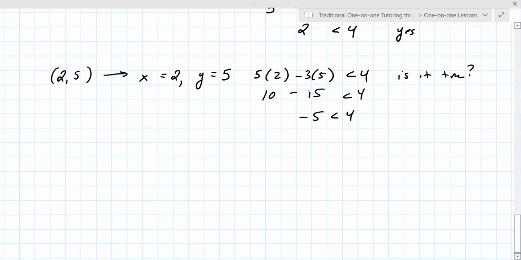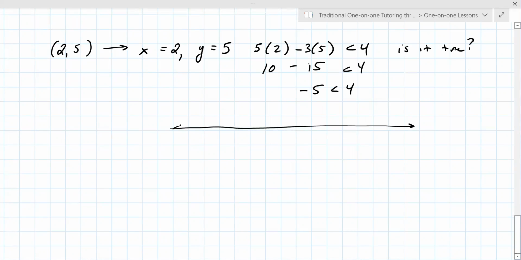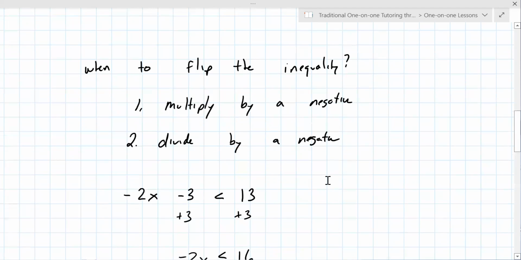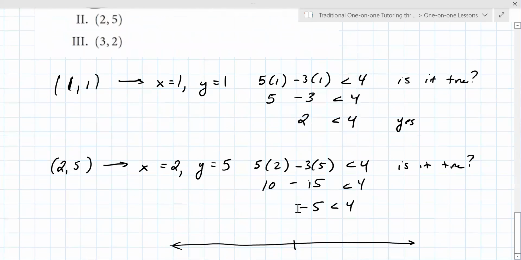You seem uncertain. Let's look at a number line. It's not true because it needs to be flipped. Why would you flip it? When do you flip it? Because you said that you have to flip whenever you multiply or divide by a negative, but we did that. So where did we multiply or divide by a negative? I see multiplication, multiplication, subtraction. I don't see any division. This multiplication doesn't count because it's on the same side. It's when you do it to each side of the inequality.